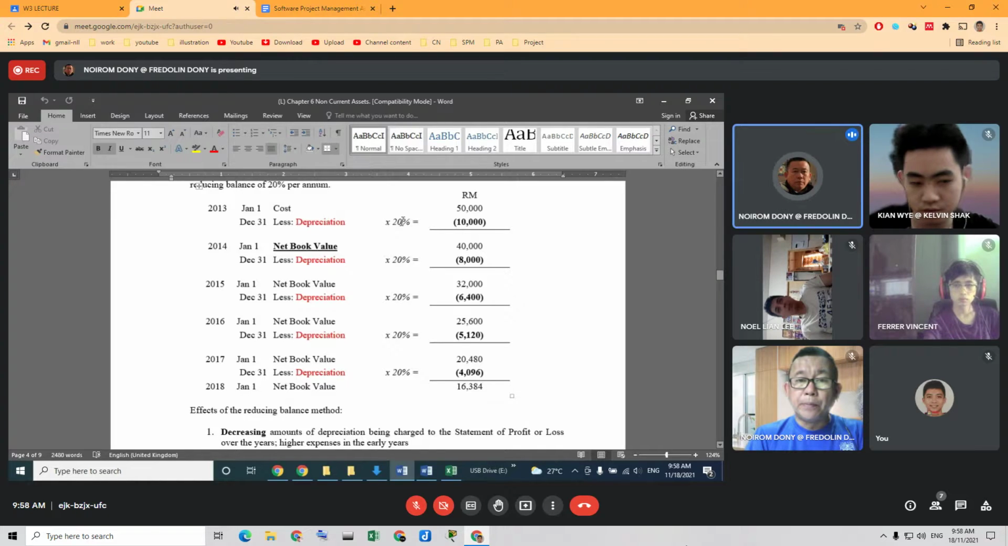It depends on the business. Some use 10%, some 20%. So this one is 20%. You see, this is the reducing balance method. The amount is different. Every year, the depreciation amount is different.